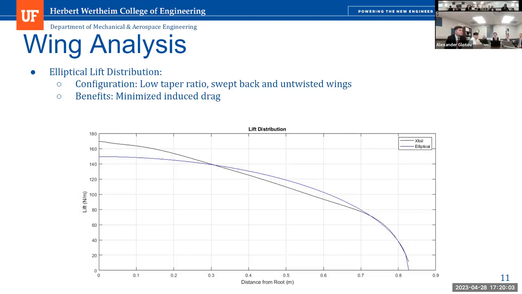XFoil is experimental versus our theoretical. XFoil is of our airplane parameters. Yeah. So what I mean is that you should probably change the label XFoil to something more clear. Right? Yeah. Because right now, if I don't listen to your explanation and I just check the slides, I'd wonder why you are comparing XFoil and elliptical. You know what I mean? Yeah. Mm-hmm.